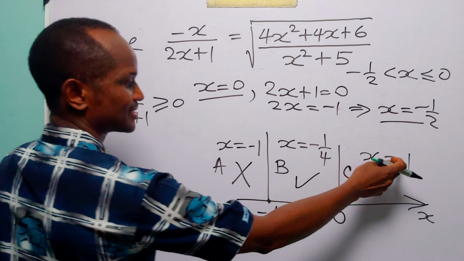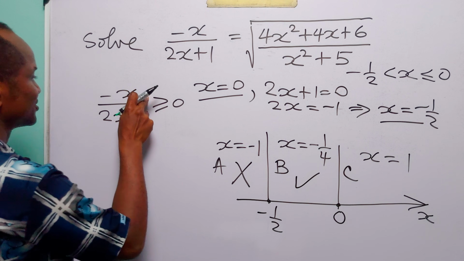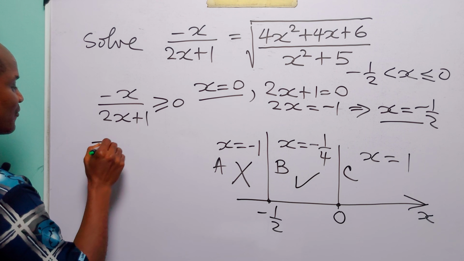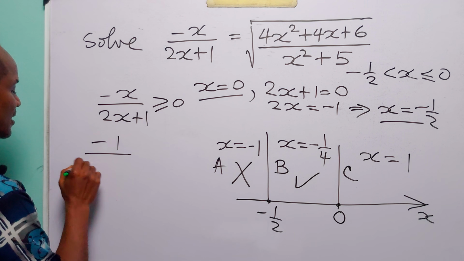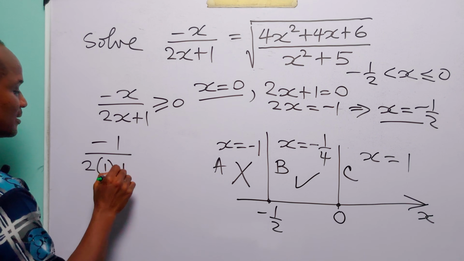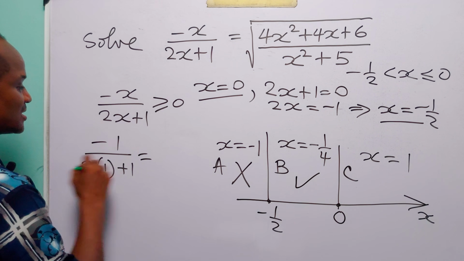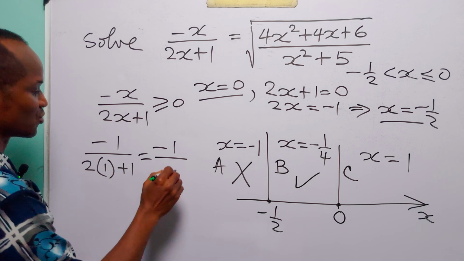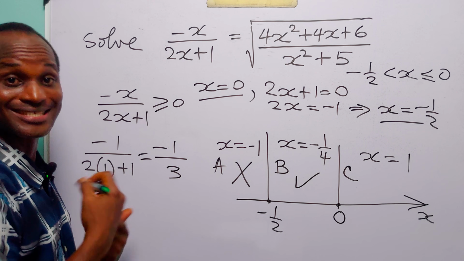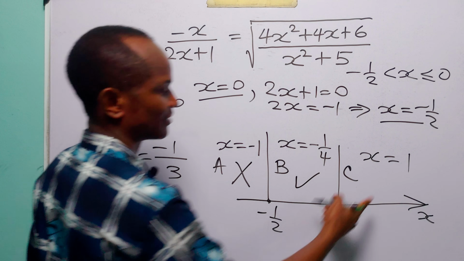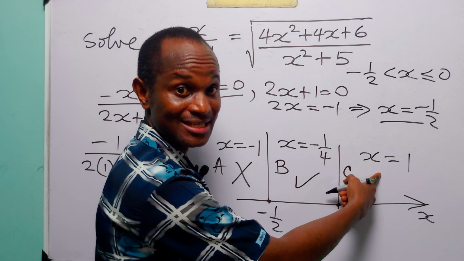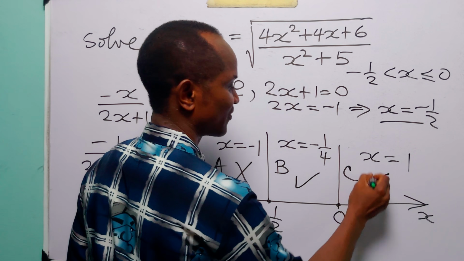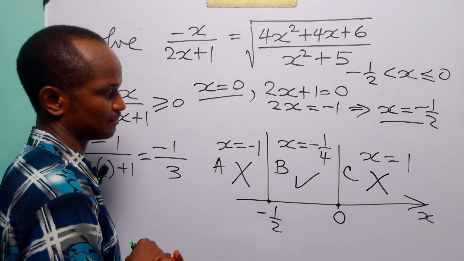And lastly, when x is equal to 1, substituting into this inequality, we have minus 1 over 2 times 1 plus 1. Now this is minus 1 over 2 times 1 is 2 plus 1, 3. You can see that this is negative. That means that values of x that lie within this region do not satisfy this inequality.